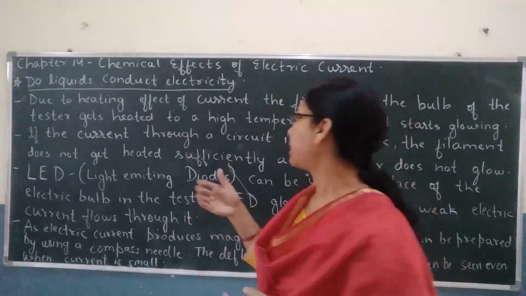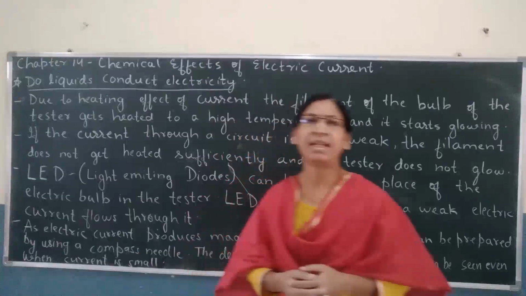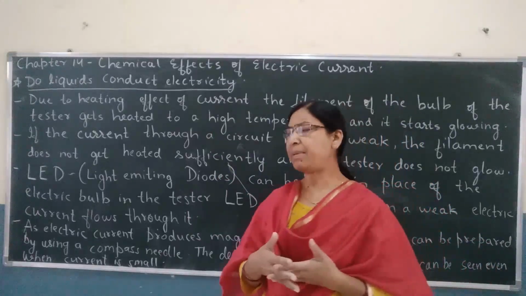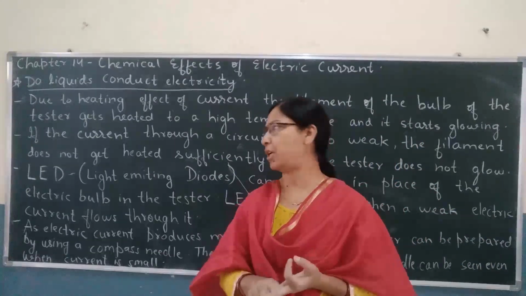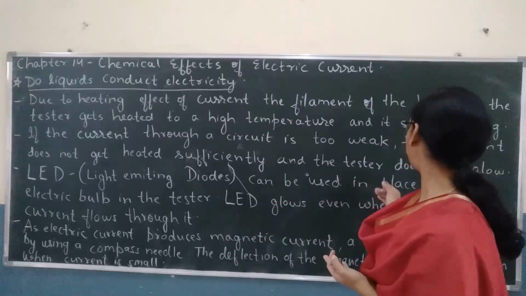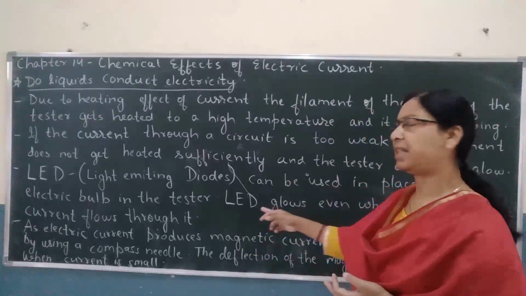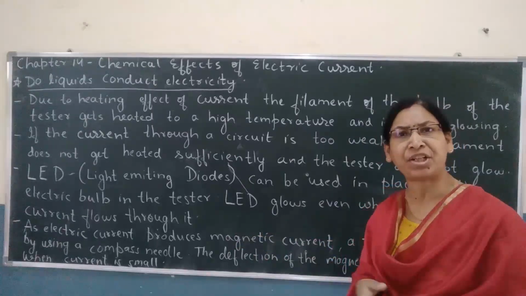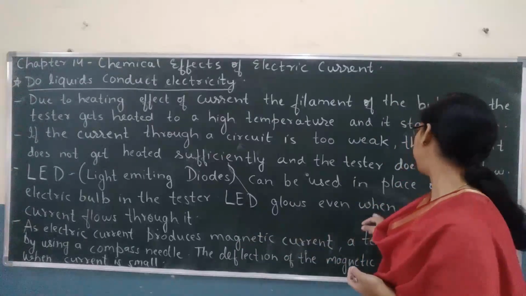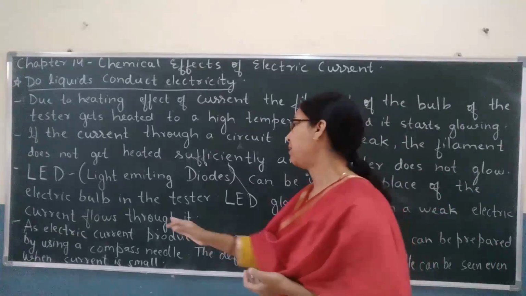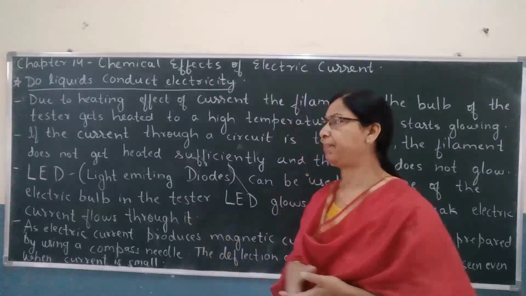Let us try to find out what is meant by LED. LED means light emitting diode. It can also be used in place of an electric bulb in the tester. And these LEDs have advantages also, children. It glows even when weak electric current is passing through it.